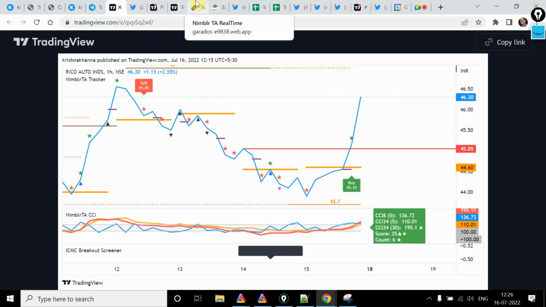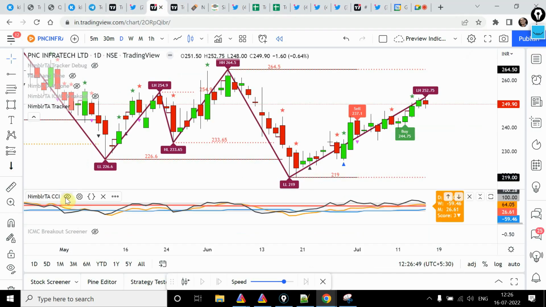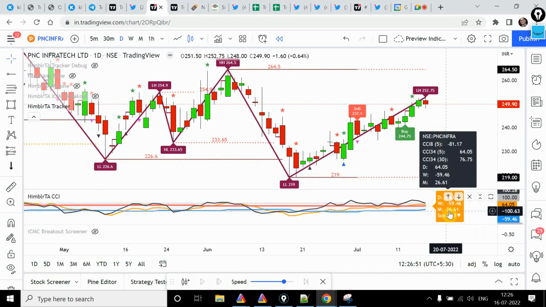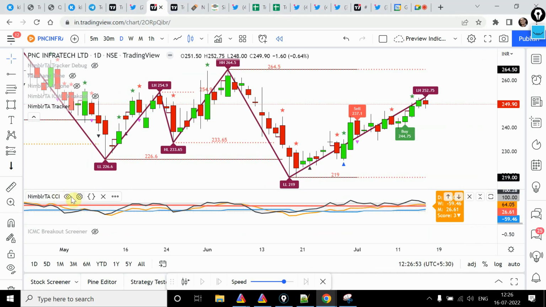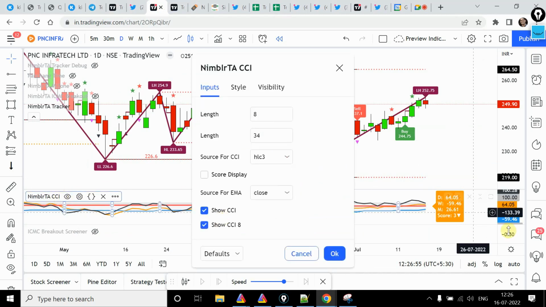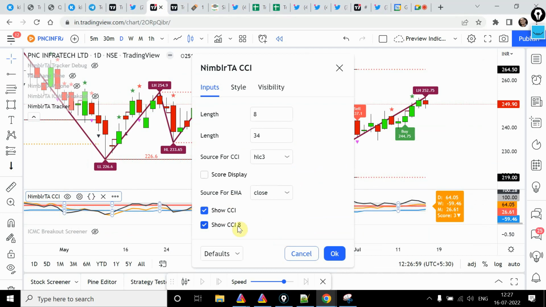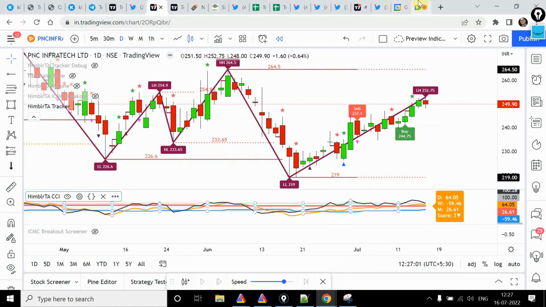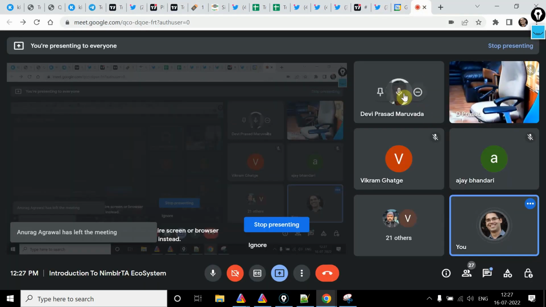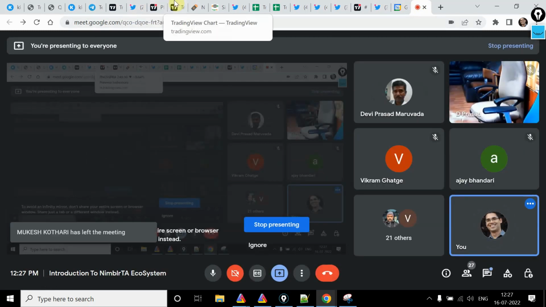Okay, so you see, if NimblrTA CCI is used, this is an orange color, which indicates the health of the stock is not green. So it doesn't have momentum over here as of now, right? So that is how it will actually guide you for working, right? I'll just mute a few individuals. Okay, it will be clear now.